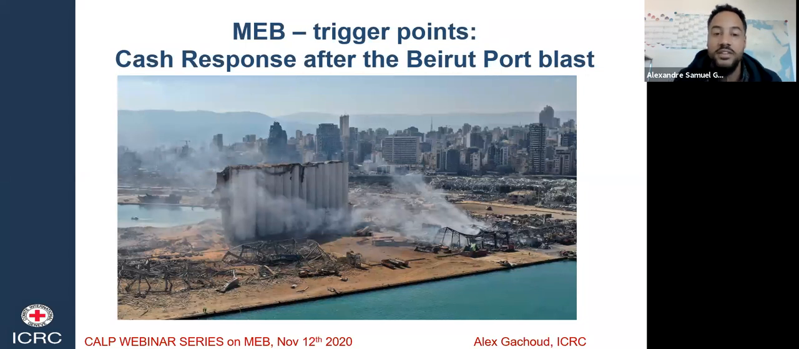So here on the title slide, you can see a picture of the devastation. This is one of the large warehouses that was at the port, and around the port, you can see the total destruction, right? I'll try to keep this presentation short so that I leave room for the discussion, for the conversation later on.